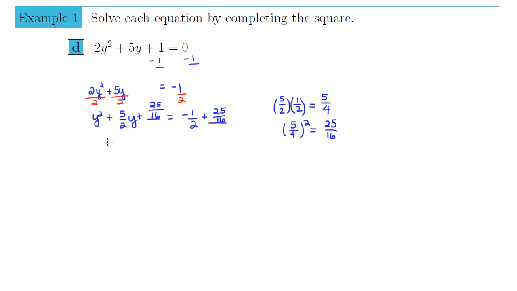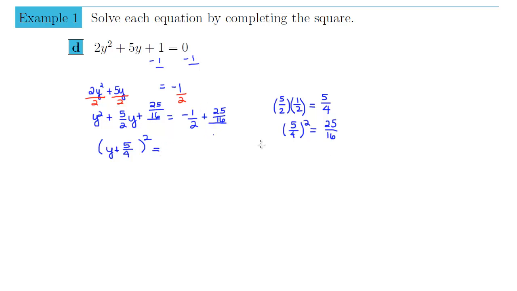and it should be easy here on out. We want to factor the left-hand side. How do we do that? We want to rewrite it as a binomial square. And again, this is simple because we simply use our magic number 5/4, and that's what goes inside our parentheses. y plus 5/4 squared, if you multiply it out, will give you y squared plus 5 halves y plus 25/16.